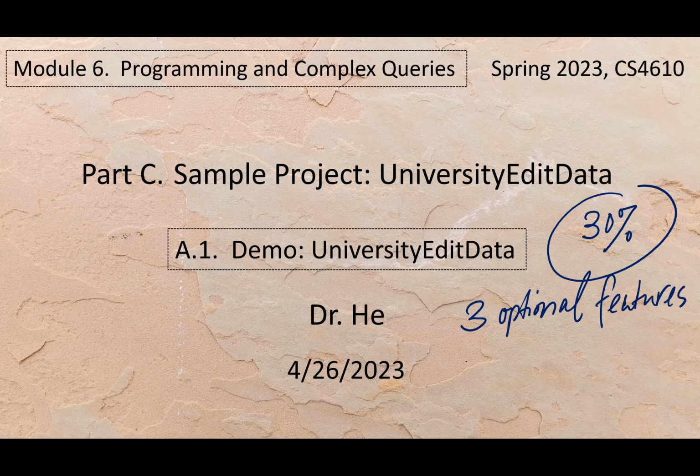There are 3 optional features, each worth 1% overall extra credit. So you can get up to 3% extra credit. In that way, many students have a chance to get an A. Yeah, you have a good chance to get an A. And these features are not too hard.